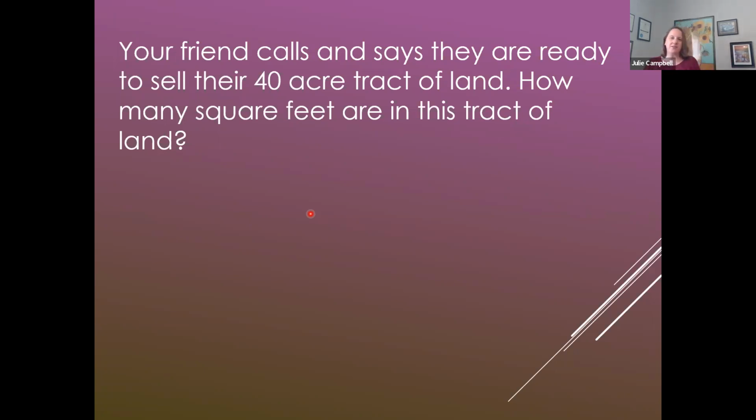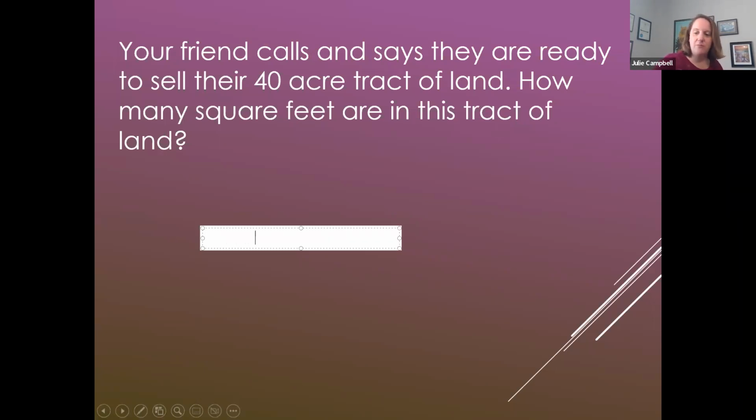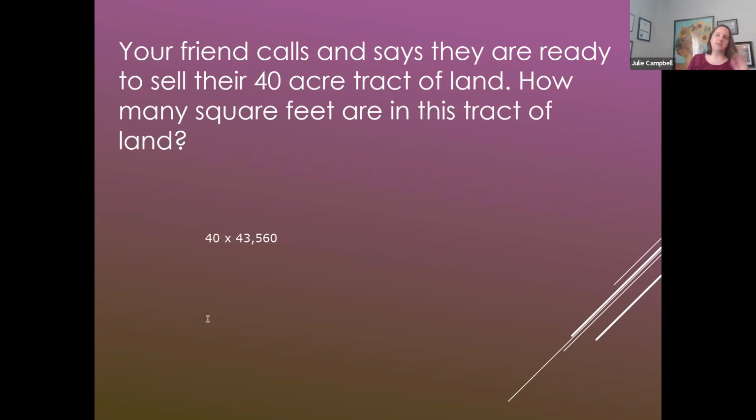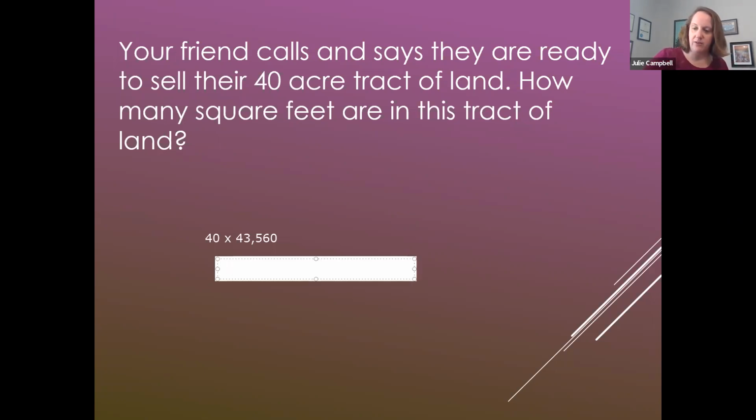Okay, so your friend calls and says they are ready to sell a 40-acre tract of land. How many square feet are in this tract of land? So in the previous example, we went from square feet to acres, so we were able to divide. In this scenario, because we're going from acres to square feet, we're going to multiply. So we know we have 40 acres. Again, that magic number, 43,560. So we're going to multiply 40 times that magic number, which gives us 1,742,400 square feet.